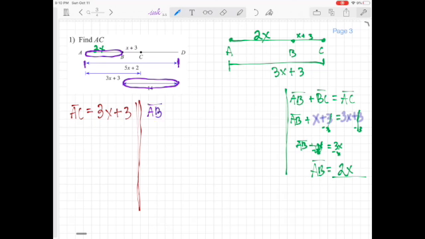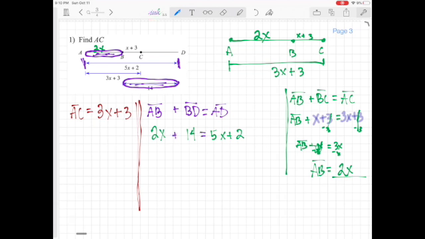We're going to say AB plus BD. AB is this one, BD is this one. It's going to equal the whole thing, AD. So AB we said was 2x. And BD we've always known, that's 14. And AD we've always known, that's 5x plus 2.